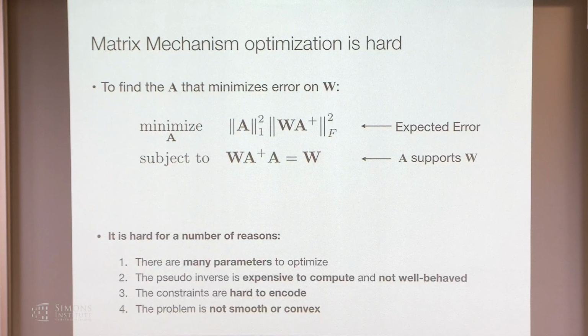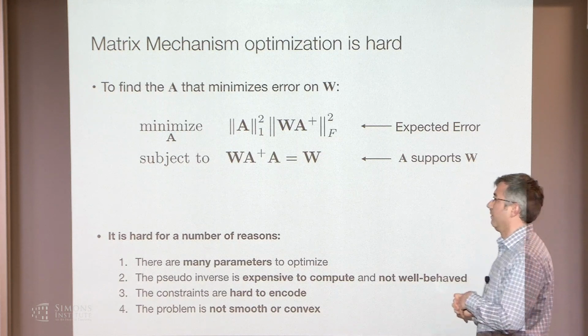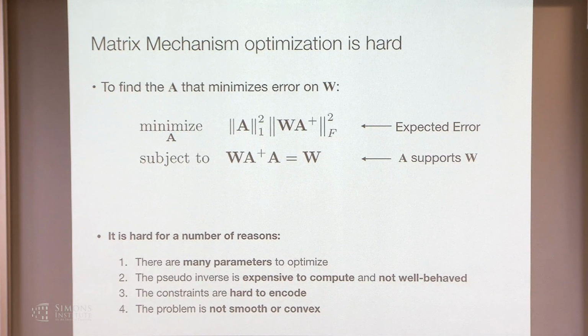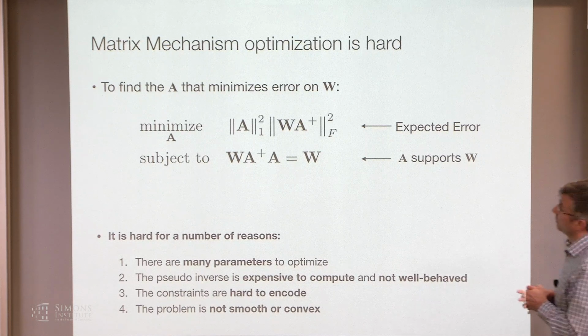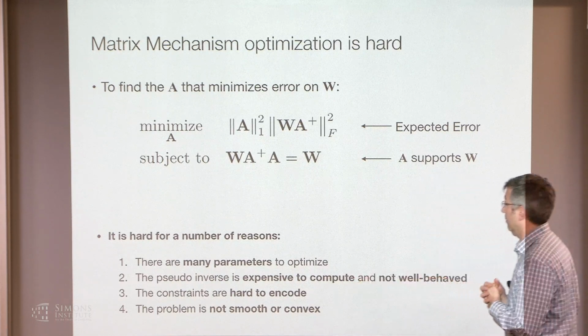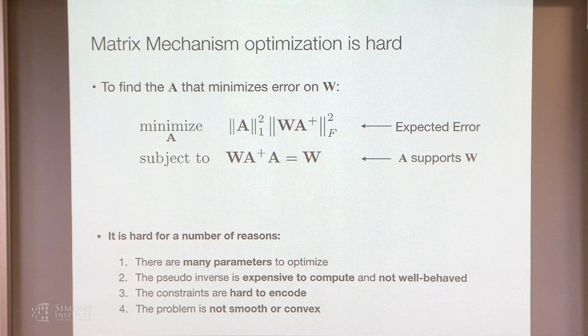Unfortunately, it's hard to find the optimal strategy in our formulation. It's got a lot of parameters. The pseudo-inverse is expensive to compute and not well behaved. The constraints are hard to encode, and it's really not smooth. So we were never able to solve this in practice, for anything.